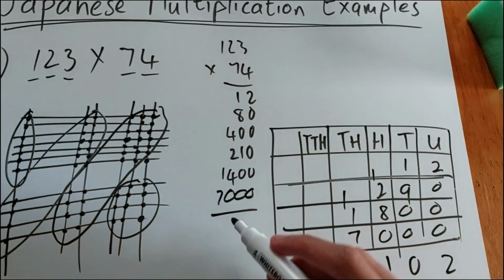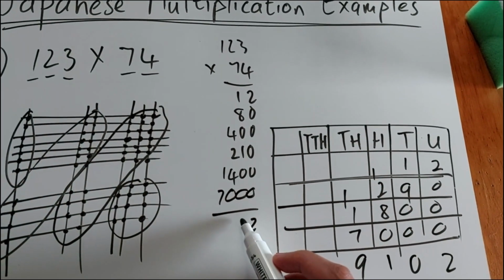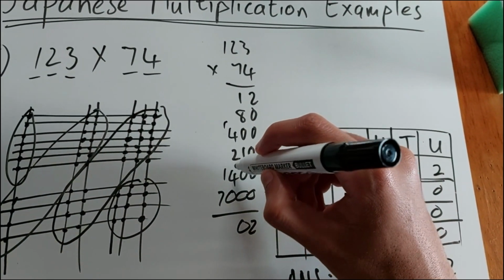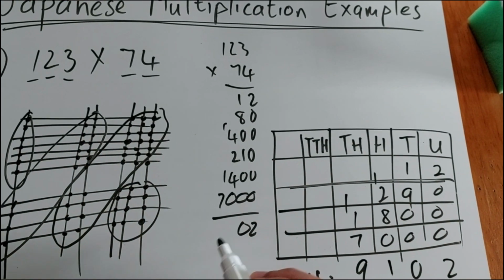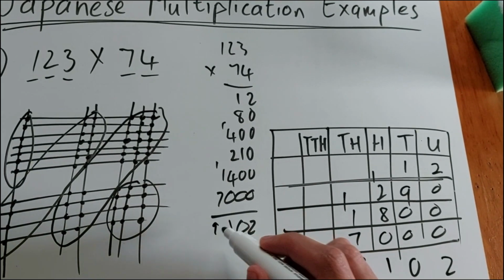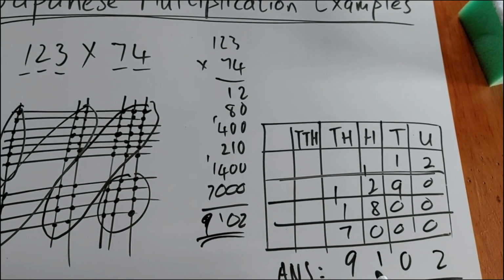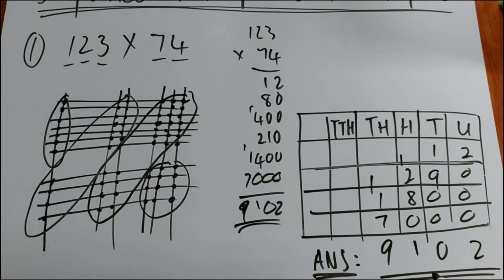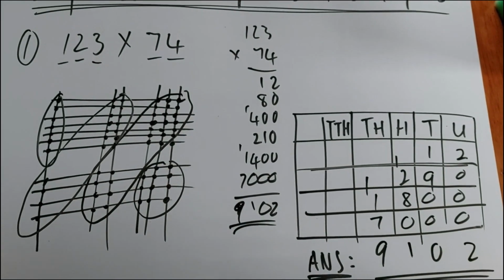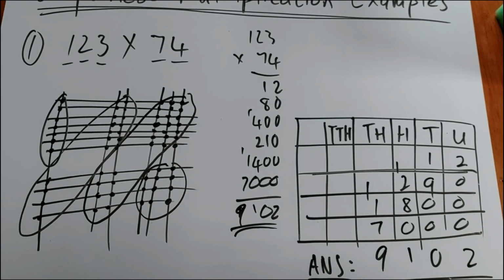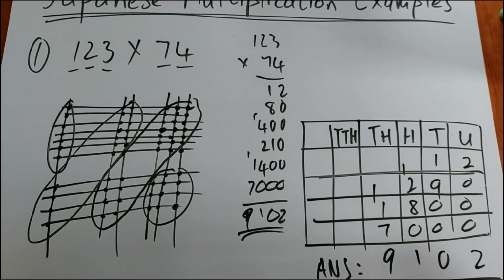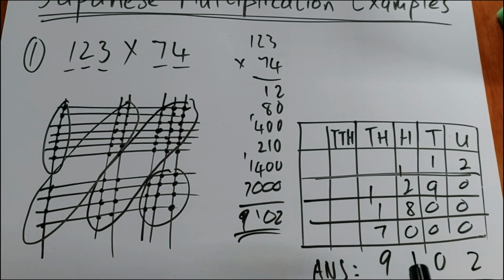And we add 2, 0, carry 1, 1, carry 1, 9. So you can do this on the side, or you can use your calculator to check. If you prefer using the Japanese multiplication, implement a different method to check whether your answers are correct.